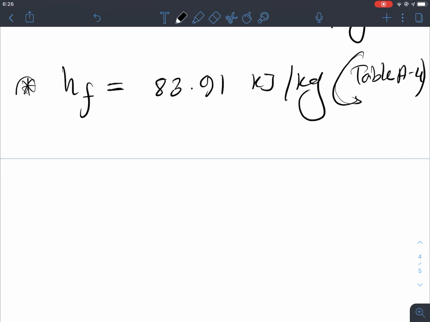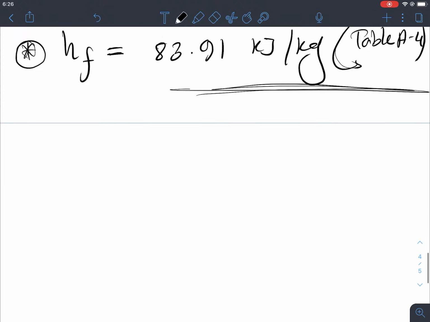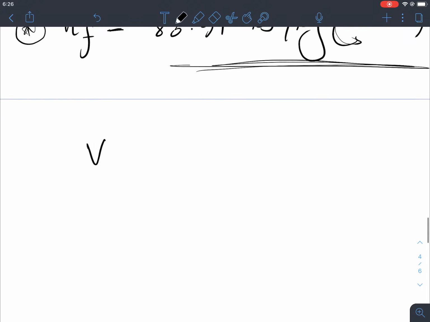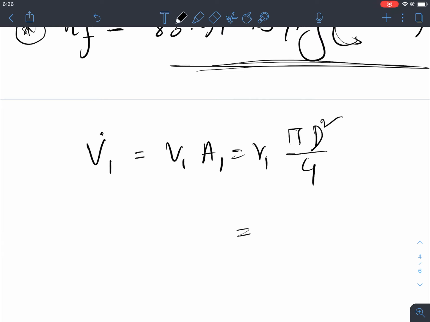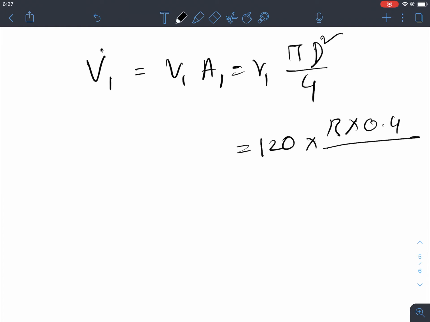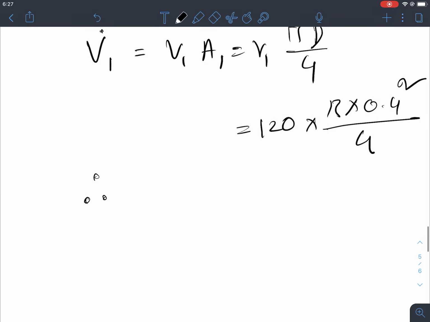Okay, because it's a saturated liquid, to get the saturated liquid enthalpy we use this table A4. Okay, now we know this formula, right? So basically the volume flow rate V1 equals V1 times A1 equals V1 times pi times D square divided by 4, right? So we have the V1 120 meter per minute, times pi times D square, which is 40 centimeters, so it would be 0.4 meter, divided by 4, right, square. So in that way we can determine that the volume flow rate equals 15.08 meter cube per minute.